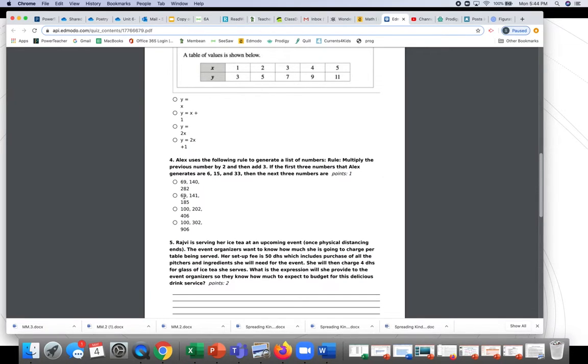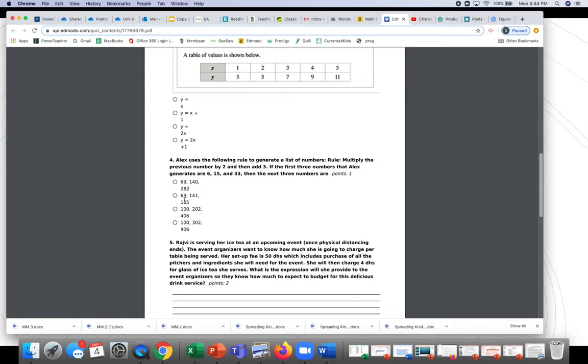So we know it's going to be one of these two. Okay? Then we have to do 69 times 2. I said if you wanted to, you could use a calculator for this. So 69 times 2 is 138. 138 plus 3 is 141. So there we go. We already have the next answer.